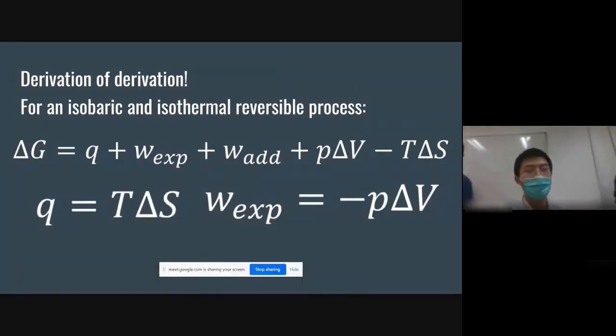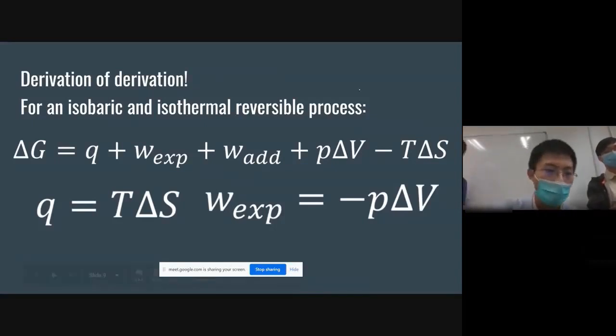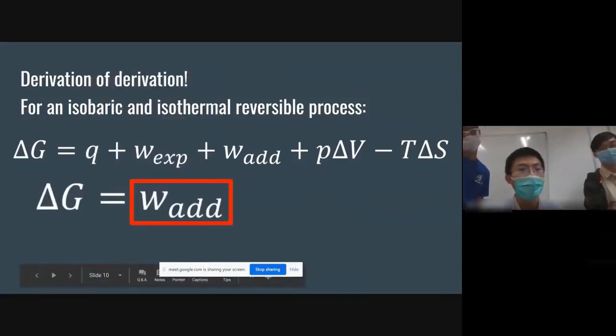We can expand the change in internal energy into heat, Q, expansion work, W_ext, and additional work, W_add. For an isobaric reversible process, the expansion work is the negative of P dV, so the two terms cancel out. And for an isothermal reaction, Q is T dS, so another two terms cancel out. All we have left now is delta G on the left side and additional work on the other side.